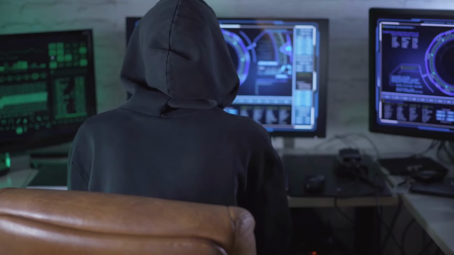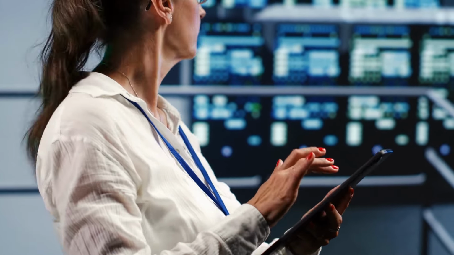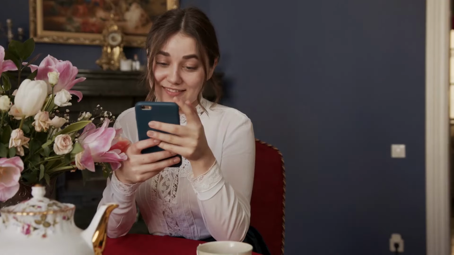Are you worried about keeping your personal information safe online from hackers and cybercriminals? Or does your business need to better defend its systems and data against digital threats? Well, you've come to the right place.